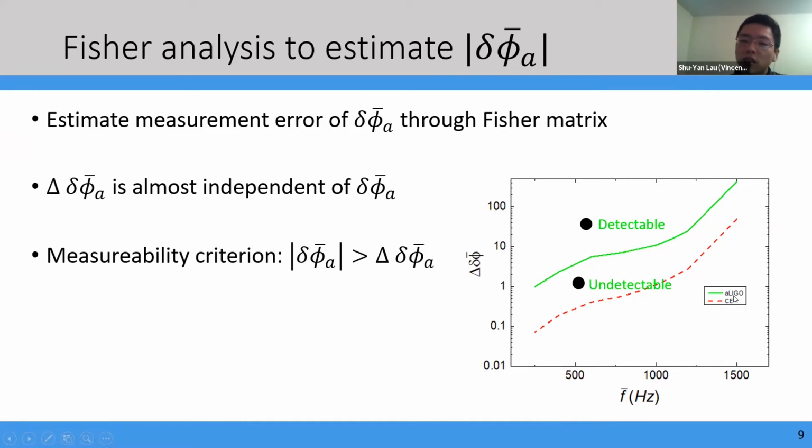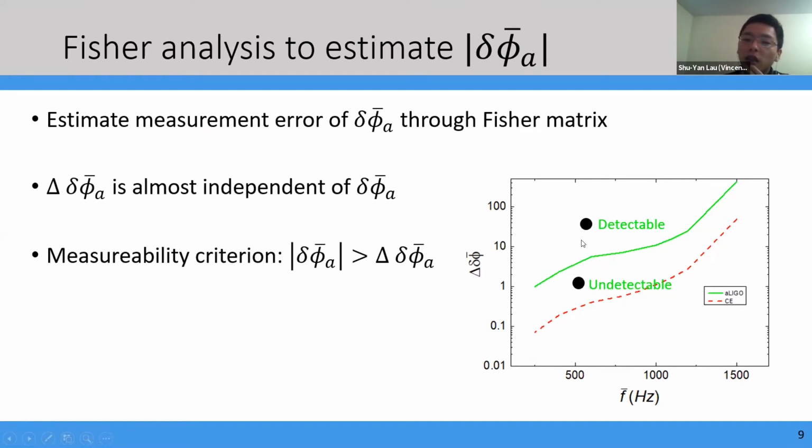Here we have selected the advanced LIGO detector and also the Cosmic Explorer, which is a third generation detector with a much higher sensitivity than the current second generation detector. From this plot, we are able to illustrate in the parameter space which kinds of I-modes are detectable using gravitational waves. We set the measurable criterion for this orbital phase to be that the measured value has to be larger than the measurement error, such that the fractional error is smaller than 1.